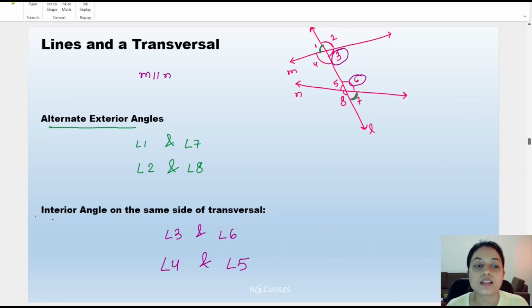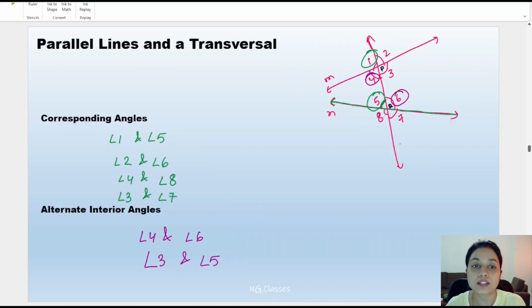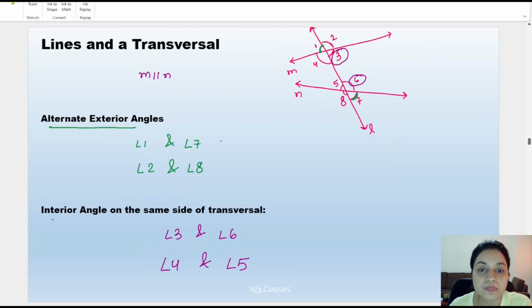Similarly, we will say the sum of interior angles on the same side will be 180 degrees. And for the other angles which we have collected so far, we will say that corresponding angles will be equal to each other when two lines are parallel to each other and cut by a transversal. Similarly, alternate interior angles will also be equal to each other. So let's write it.